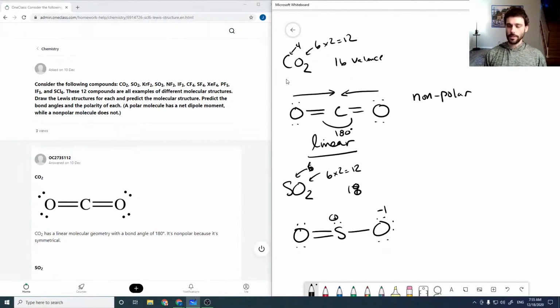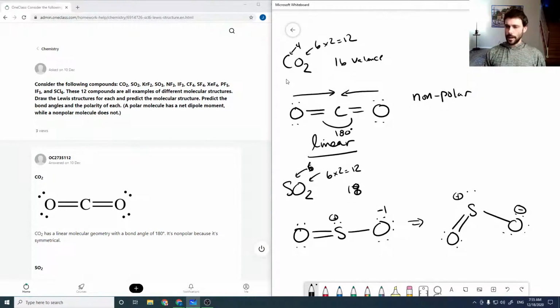But we also have resonance structures. And due to the lone pair here, we're going to get a trigonal planar electron geometry. So writing this as a molecular geometry, it would be more like this, so a bent shape.